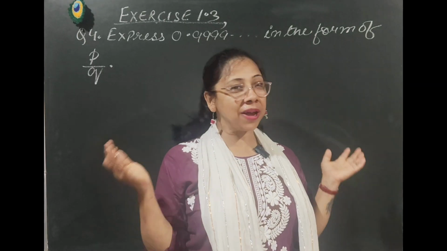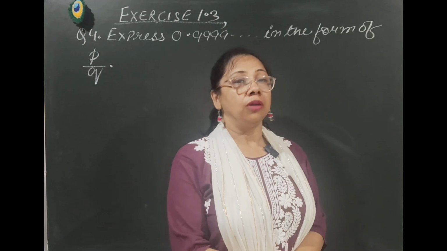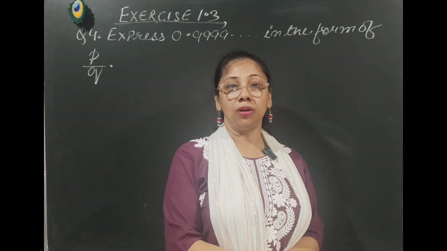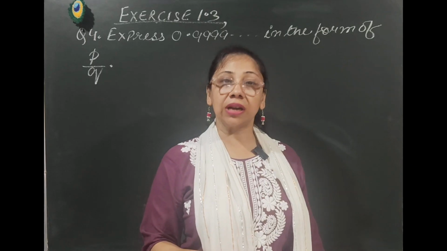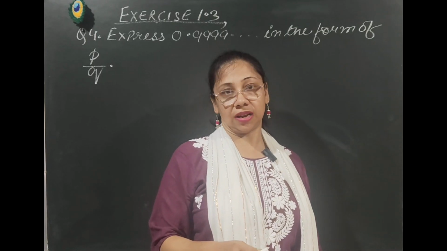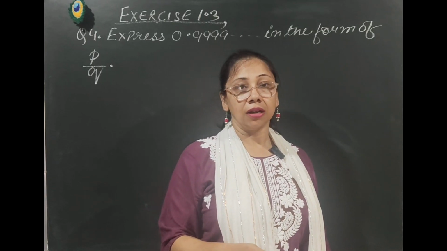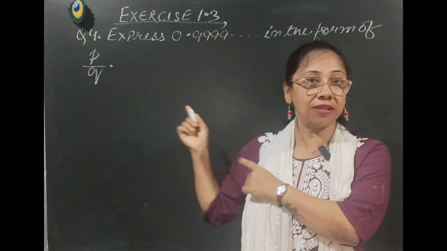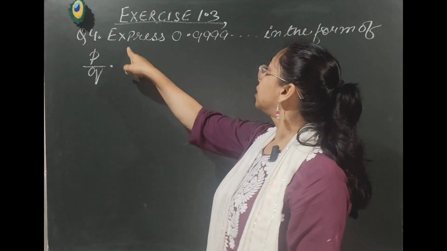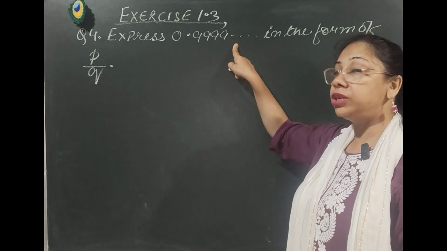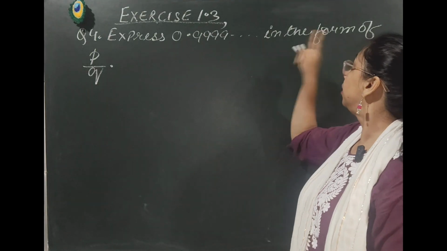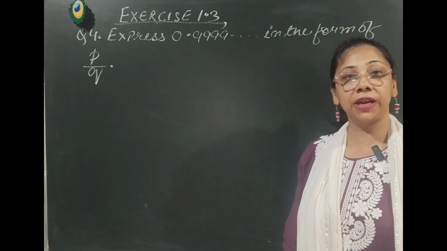Students, welcome back. Today we are going to continue exercise 1.3, Number System, from the class 9 syllabus. And the fourth question is as follows. Express 0.999..., which is a never ending number, in the form of p by q.